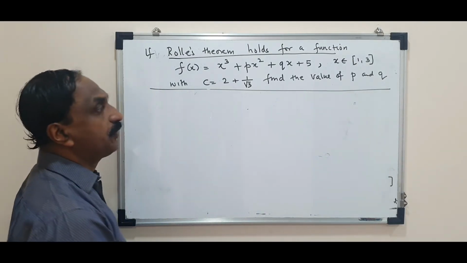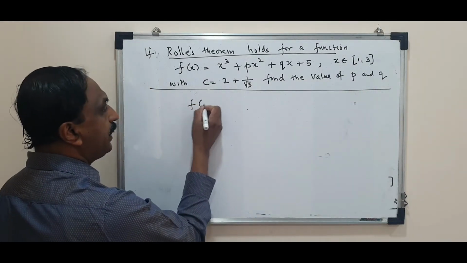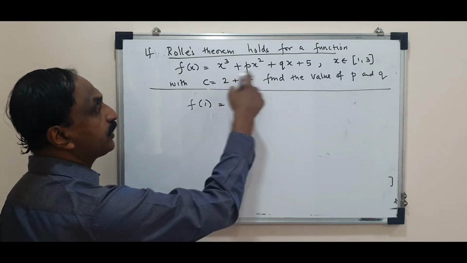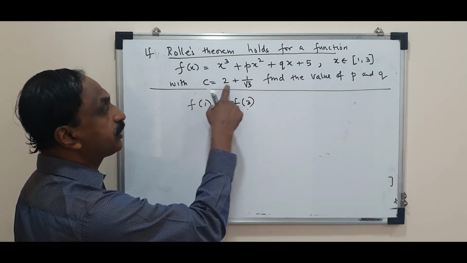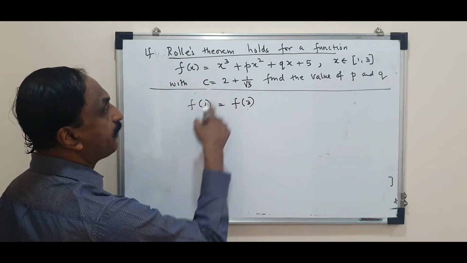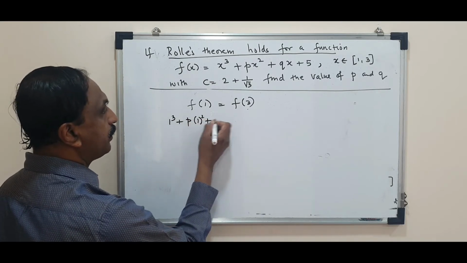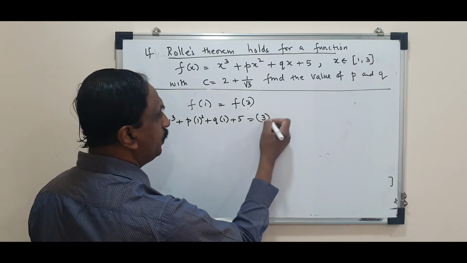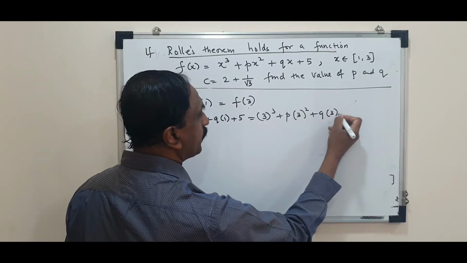So the first condition: because Rolle's theorem is satisfied in 1, 3, f of 1 should be equal to f of 3. You will get an equation with p and q using that. The second condition is that the derivative at 2 plus 1 by root 3 would be 0. From that you will get the second equation. So let me apply the first condition. 1 cube plus p into 1 square plus q into 1 plus 5 should be equal to 3 cube plus p into 3 square plus q into 3 plus 5.